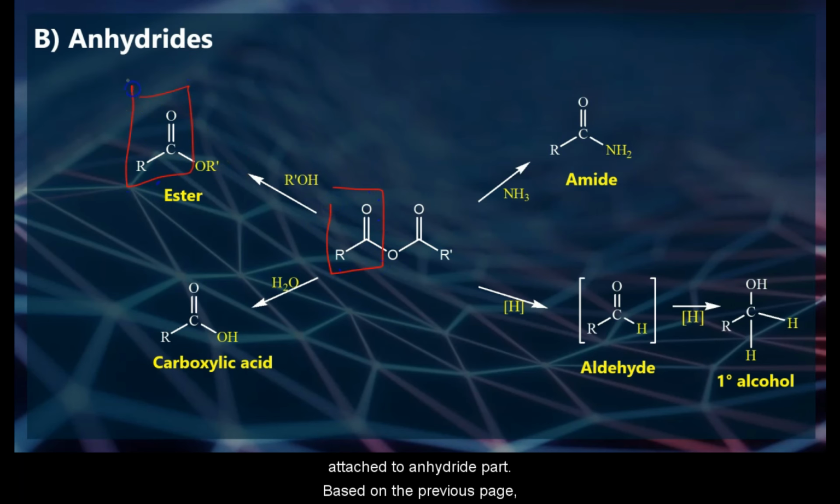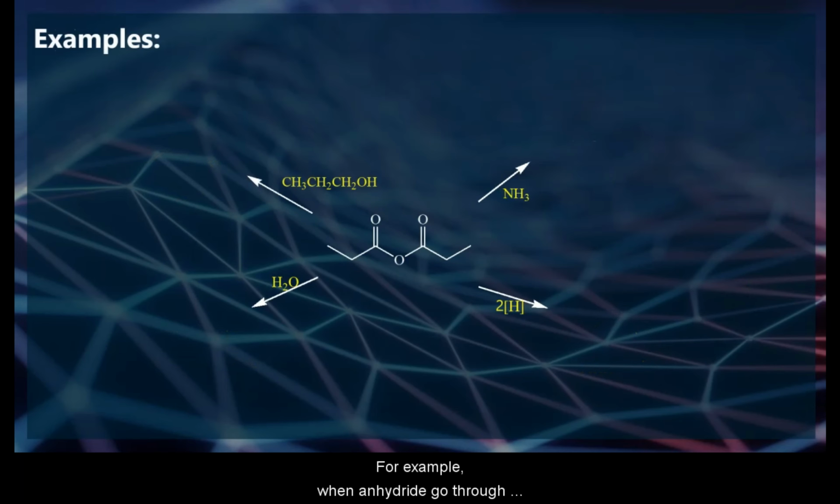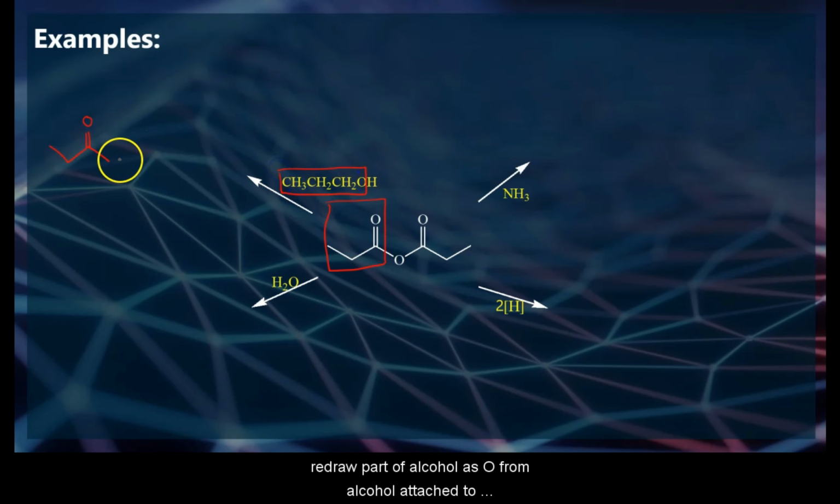Based on the previous page, you can try these examples. For the symmetrical anhydride, you can choose any side to form the products. For example, when anhydride goes through alcoholysis, it will form an ester. Same technique to draw the product of the hydrolysis of acid chloride. First, redraw the part of anhydride. Then, redraw part of alcohol as oxygen from alcohol attached to C double bond O.